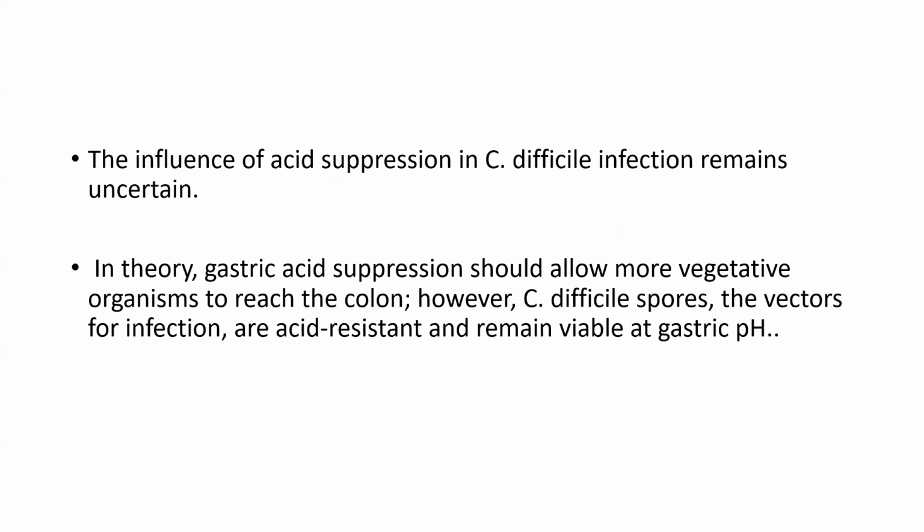The influence of acid suppression on Clostridium difficile infection remains uncertain. There are a few papers which showed that the use of PPIs is associated with Clostridium difficile infection. The theory behind it is that PPIs cause gastric acid suppression, which allows more vegetative organisms to reach the colon. However, Clostridium difficile spores, the vector of infection, are acid resistant and remain viable at gastric pH.